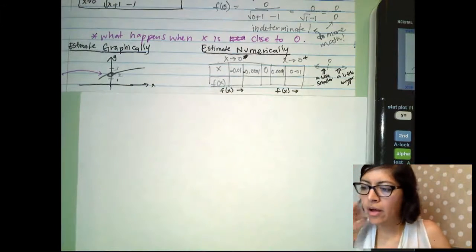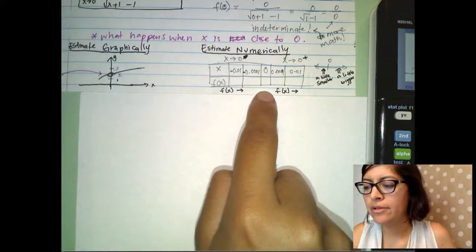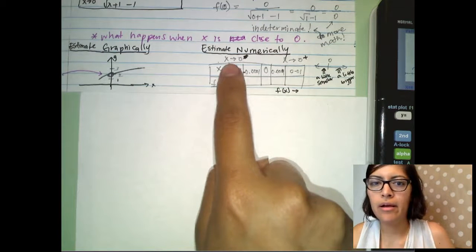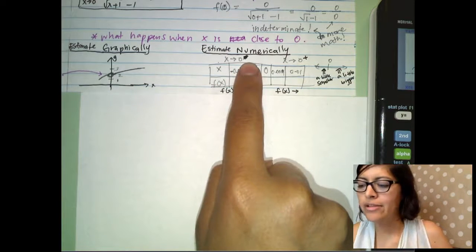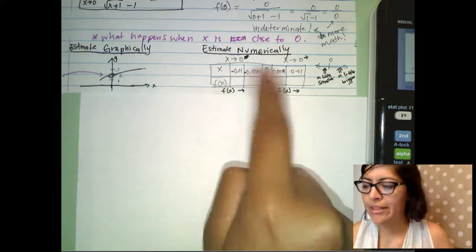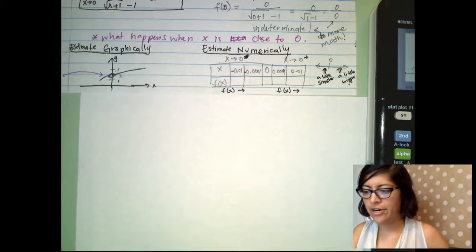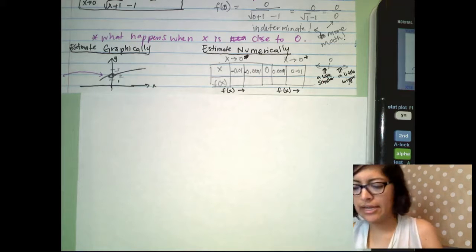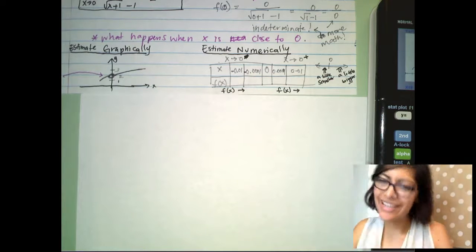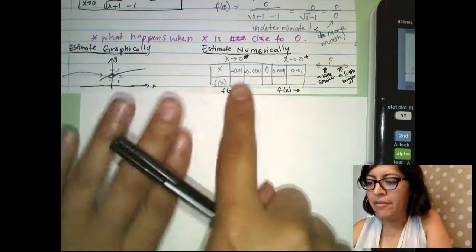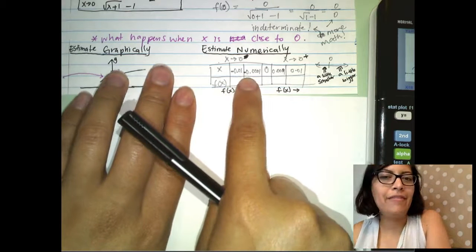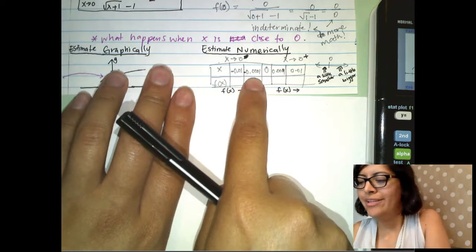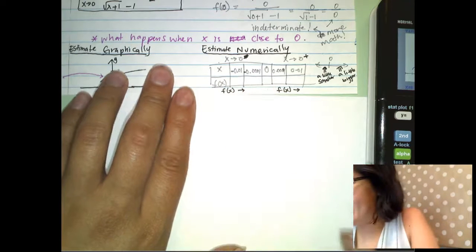Numerically, when we look at this function, we're looking for numbers close to 0. We want to see the numbers as x approaches 0 from the negative side, or from the left, so numbers that are slightly smaller than 0. We're also going to be looking at numbers that are slightly larger than 0. For numbers slightly smaller than 0, we have negative 0.01, and I also have negative 0.0001.